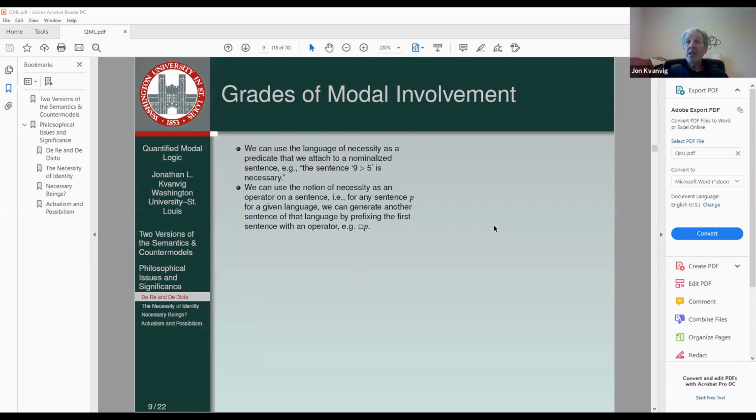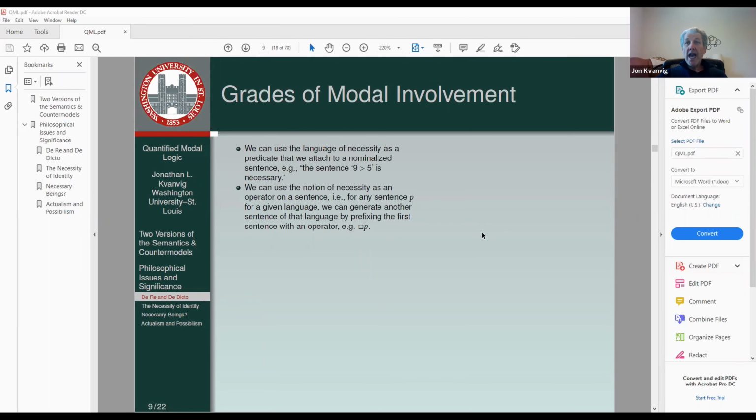Now notice the slight difference between the first grade and the second grade. The second grade gives us a formula in the object language. The first grade just allowed us to talk about sentences in the object language by describing them as necessary in our meta language. That difference may not seem that significant, but it's a difference. So Quine said, well, the first grade is fine. The second grade I can live with.